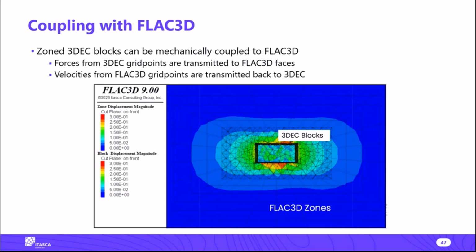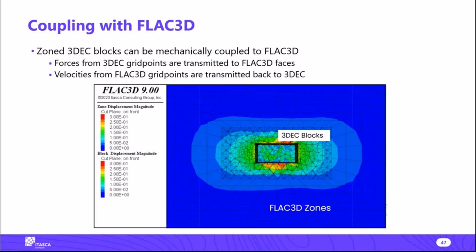Another new thing in version 9 is coupling with FLAC3D. So imagine this is an example here where you've got a bunch of 3DEC blocks. So these are a bunch of tetrahedra stuck together. And outside of that, you've got FLAC3D zones. And these things are coupled together. And you can see that the coupling works pretty well.